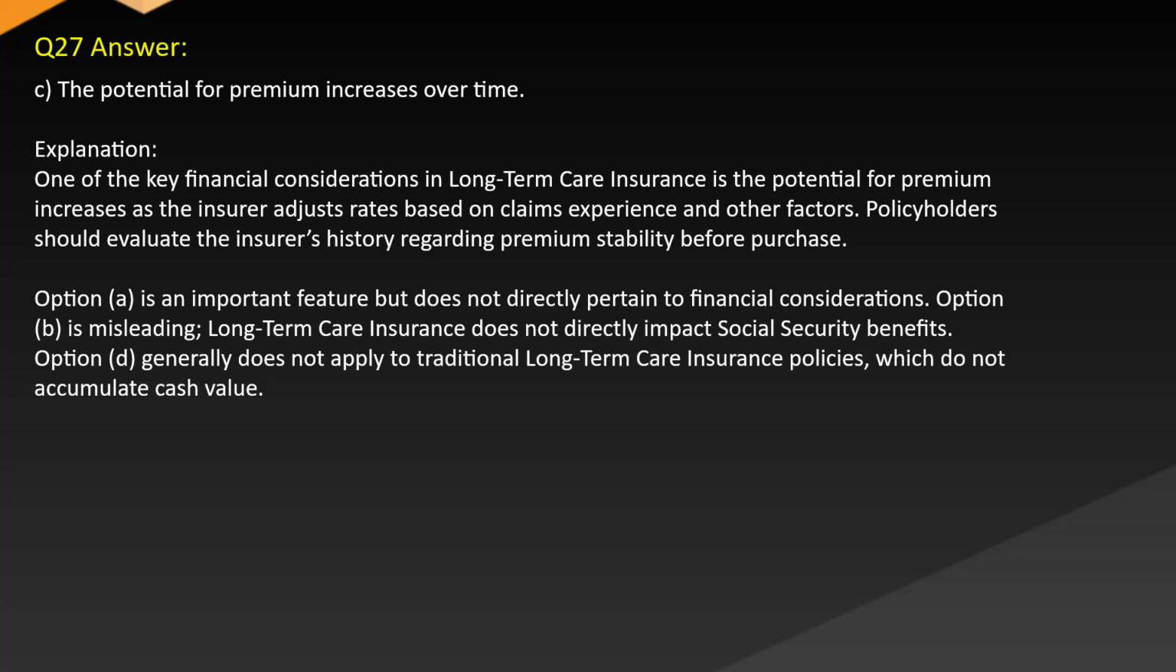Option A is an important feature but does not directly pertain to financial considerations. Option B is misleading. Long-term care insurance does not directly impact Social Security benefits. Option D generally does not apply to traditional long-term care insurance policies, which do not accumulate cash value.